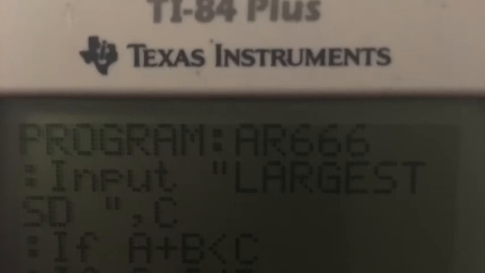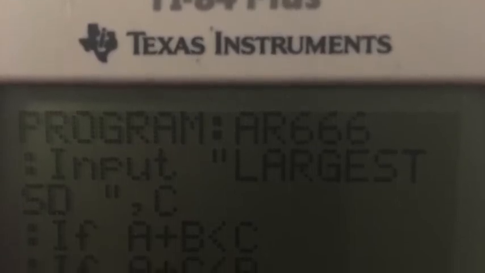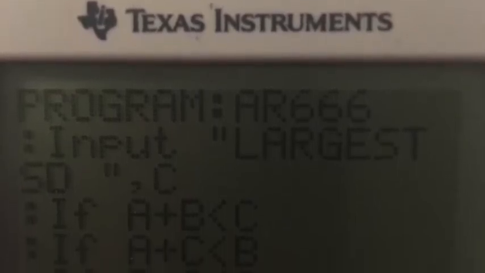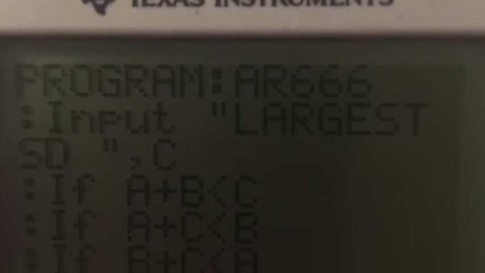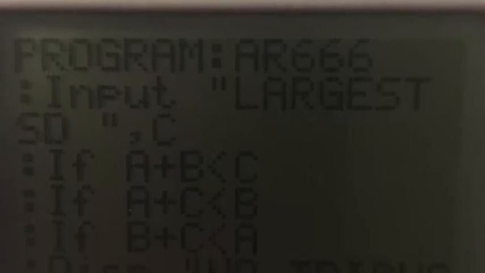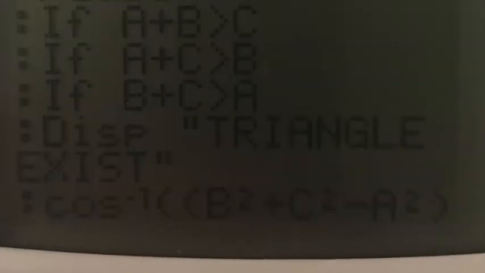To determine whether or not the triangle exists, you will have to insert if statements, which you will find under the CTL section of the program. Since we know that if the sum of two sides is less than the third side, then the triangle does not exist, as indicated in the program after Disp. Insert Pause to allow a break between the codes.